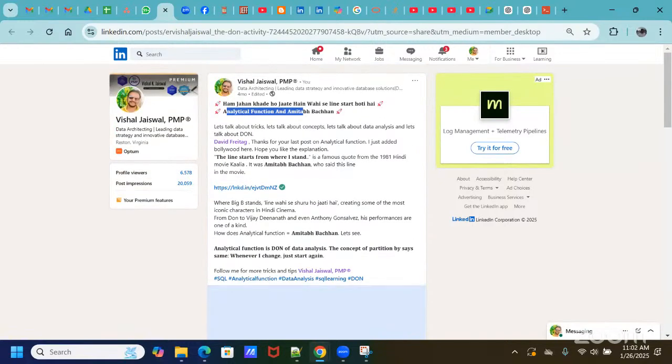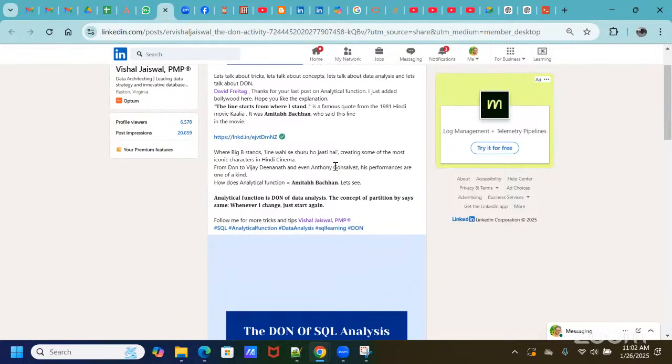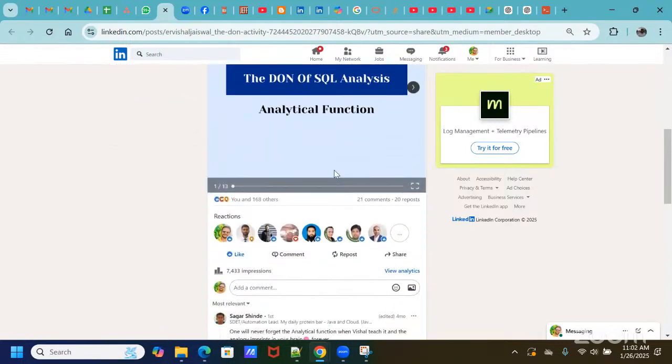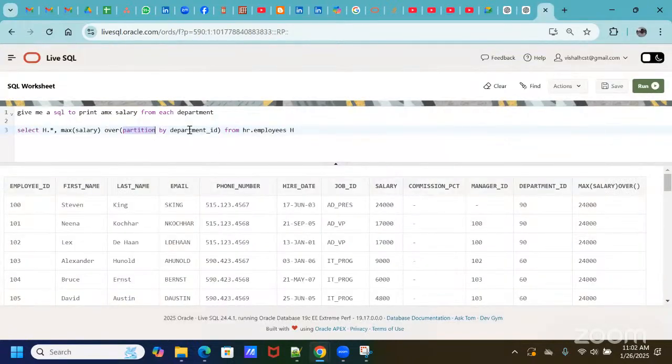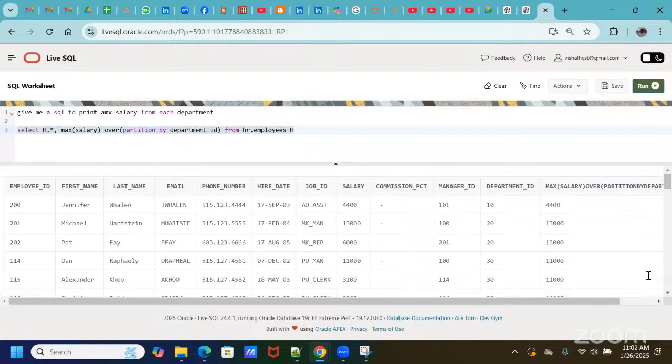Max starts again, min starts again, sum starts again, count starts again, average starts again, row number starts again, rank starts again, dense rank starts again, lead starts again, lag starts again, first value starts again, last value starts again. Everything starts again. The concept is exactly the same, it's all about the game of partition by. See this example I wrote: partition by will create a boundary, and max starts again.